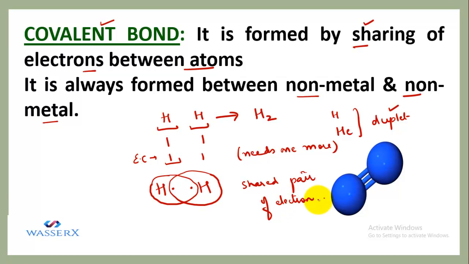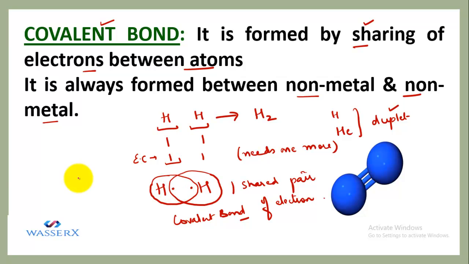So how many pairs are shared between them? Obviously, as you can see, only 1 electron is contributed by each hydrogen atom. That is, in this case, there is only 1 shared pair of electrons. And this bond is called a covalent bond. This is the dot representation showing the covalent bond.